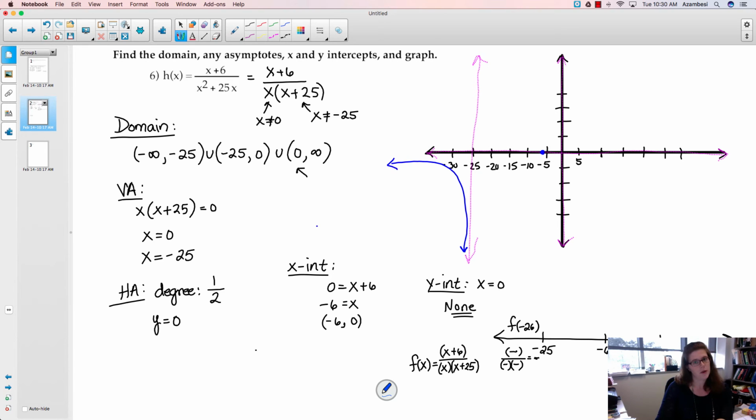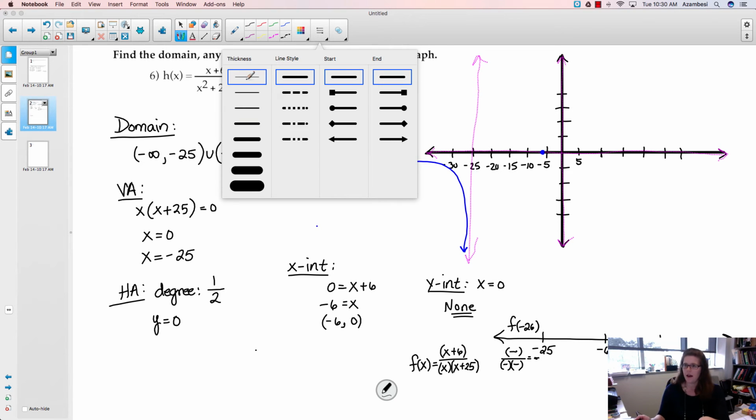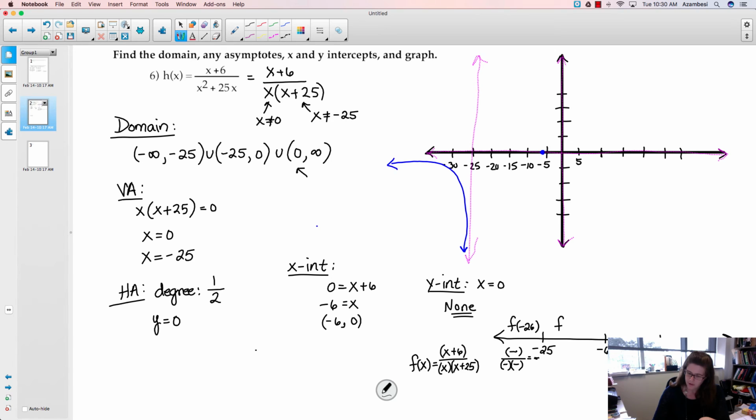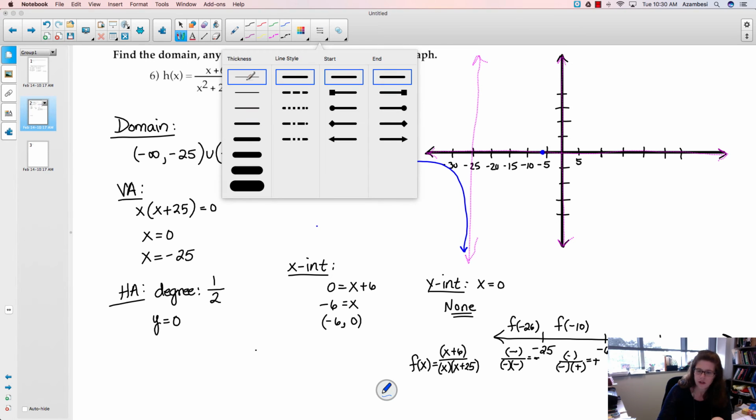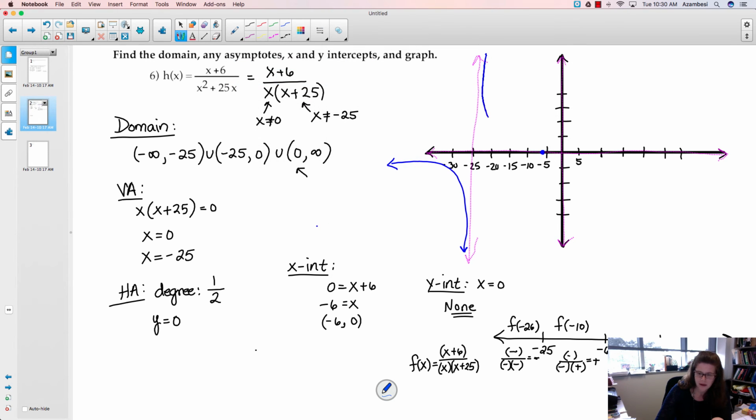If it were positive, I'd put it on top of the x-axis, but since it's negative, it's down below. Now looking at the next region, I have, let's say, f of negative 10. Negative 10 on the top gives me a negative value. I also have a negative in just x, but I've got a positive this time, so here I have plus. Now what that tells me is that for my function, it's going to come in from the top here. It's going to go through, and it's going to touch this 0 here.